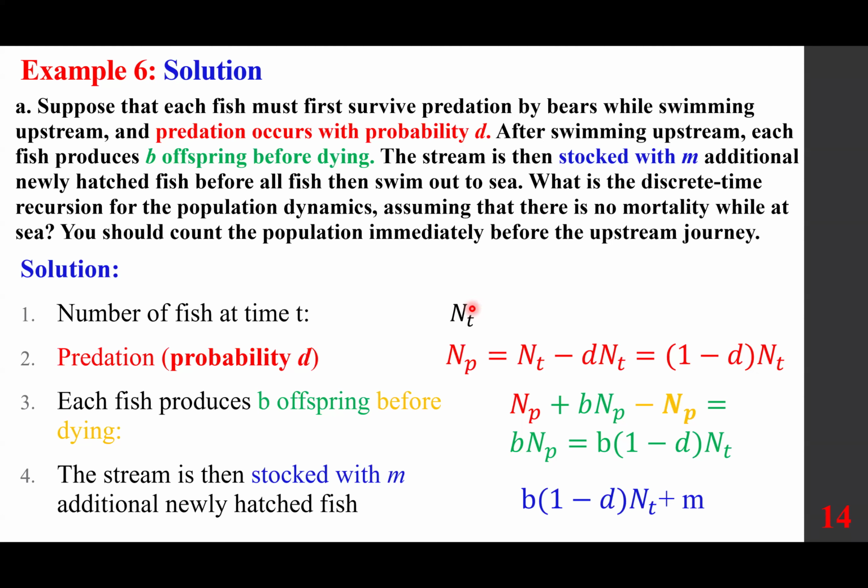We have this many fish. They go upstream. Before anything happens, the first thing, the percentage will be gone because they are preyed upon by the bears. They get up there. We multiply by B because each one gives us B offspring, and then we add M. Done.